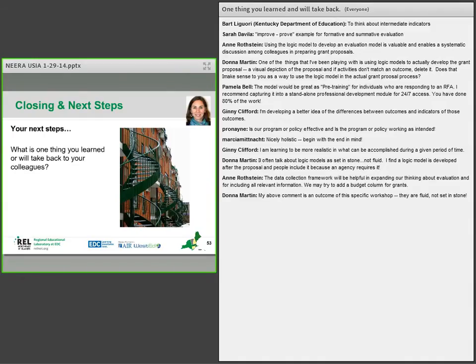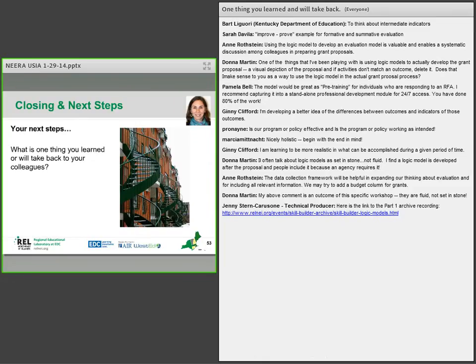There was some reference to, I often talk about logic models as set in stone, not fluid. I find a logic model is developed after the proposal and people include it because an agency requires it. This is something that we're really trying to push against, is reminding people that logic models are a process and not just a product, and that the best logic models become a living, breathing document for the program and policy. I have seen organizations where the logic models get folded into new staff training, get employed when they think about building job descriptions for people, and really become a living document that's used in multiple ways for a program, and I would encourage it.